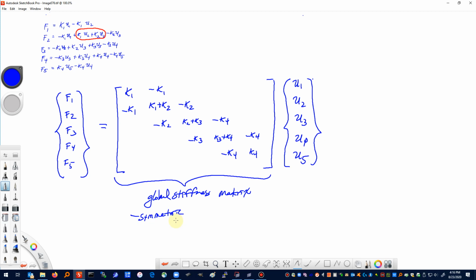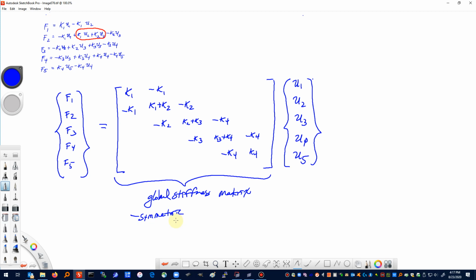We know that it's symmetric, so there are certain ways that we can use in computers to take advantage of knowing that we're solving a symmetric matrix. Suppose we want displacements and we know all the forces, then we can invert this and we can solve for those displacements. We can come up with a global compliance matrix, if you want, instead of a global stiffness matrix, by finding the inverse.